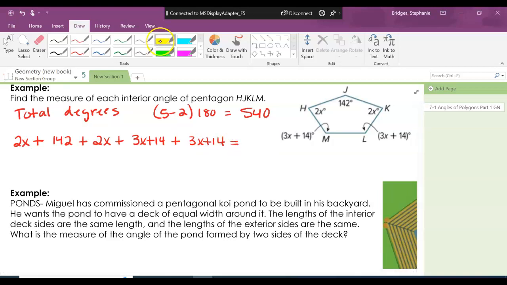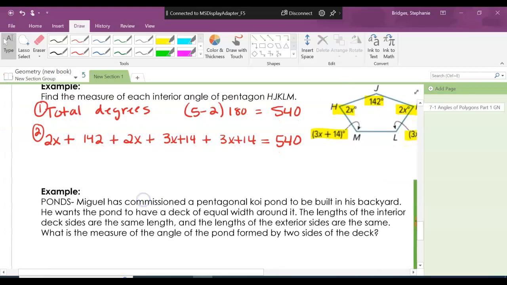Okay, I took each one of these, 2x, 142, 2x, 3x plus 14, and 3x plus 14. I'm adding all of those together. How much does that equal? 540. We just figured out that every pentagon has a total of 540 degrees. So we're going to set all of those equal to 540. So the first thing we have to do is find the total degrees. The second thing we have to do is add all of them together and set them equal to the total degrees.